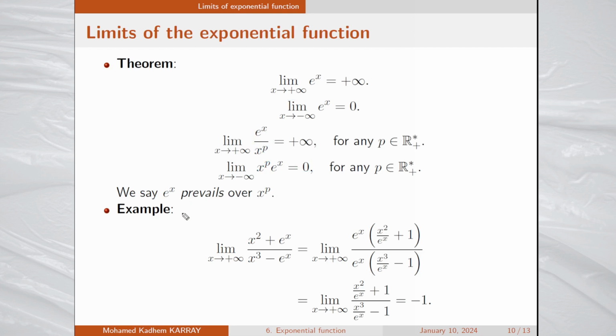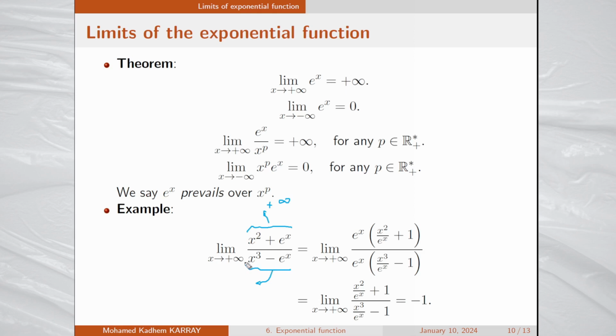Here is an application of these properties. Assume that we have to calculate the limit of the ratio here of these two functions. So the idea, since obviously there is an indeterminate form, since each term here, this term goes to plus infinity, this term here goes to infinity minus infinity, so it is always an indeterminate form.